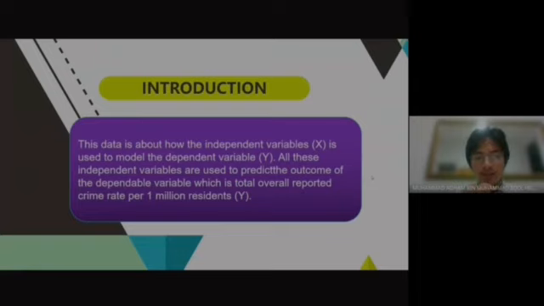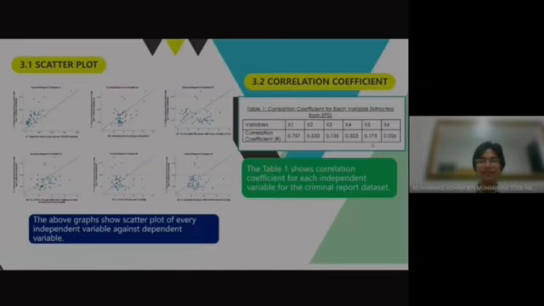The data is about how the independent variable x is used to model the dependent variable y. All independent variables used included s1, s2, s3, s4, s5, and s6. All these independent variables are used to predict the outcome, the dependent variable, which is the total overall reported crime rate per 1 million residents, y.